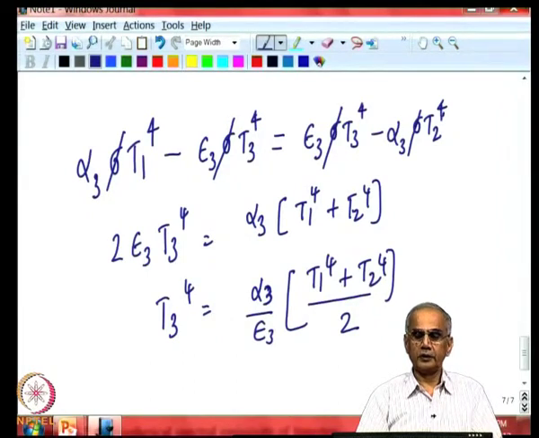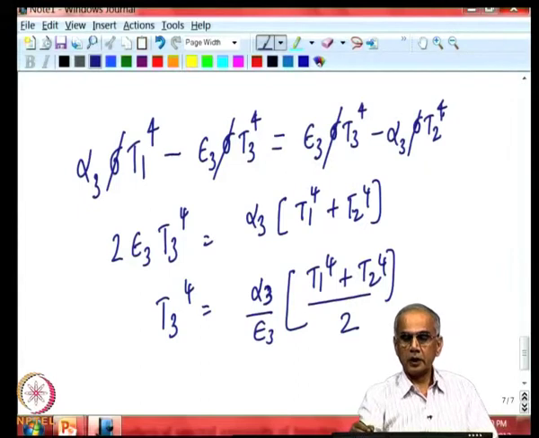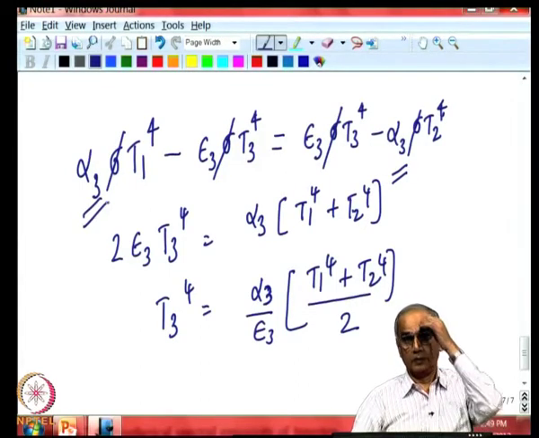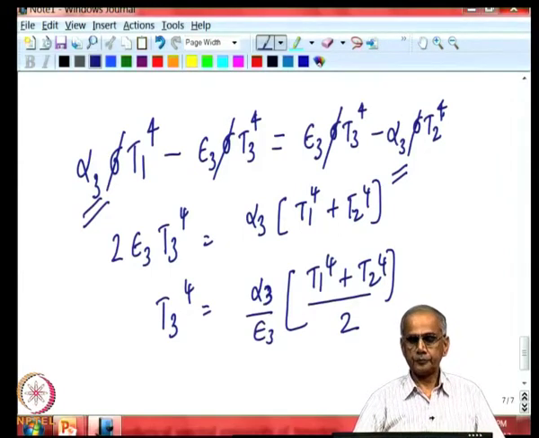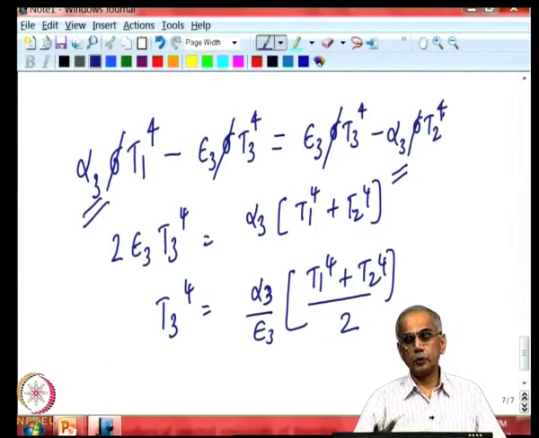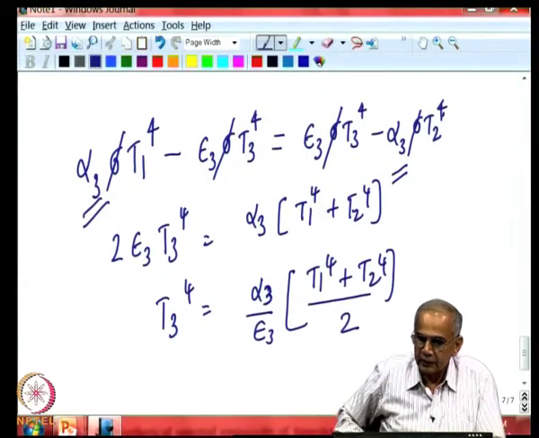Now, do we know alpha 3? The answer is not quite. As a matter of fact, we have a little bit of a problem here, because this alpha 3 is not the same as this alpha 3. Now, this is an interesting issue you must look at, because the radiation that is absorbed by 3 from 2 will be somewhat different from the radiation absorbed by 3 from 1, because 1 and 2 are not at the same temperature. Okay. So, we have to give a slightly different notation here, so we will go back and slightly modify this.